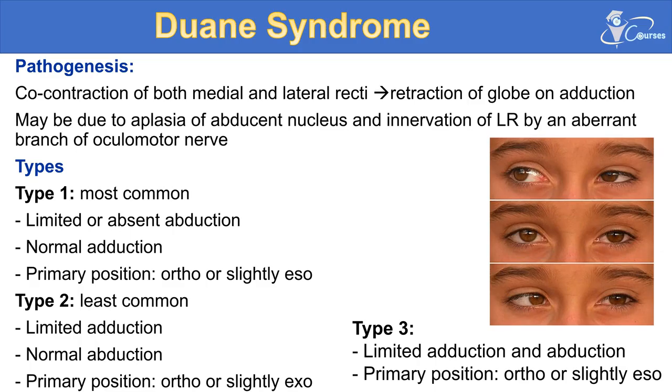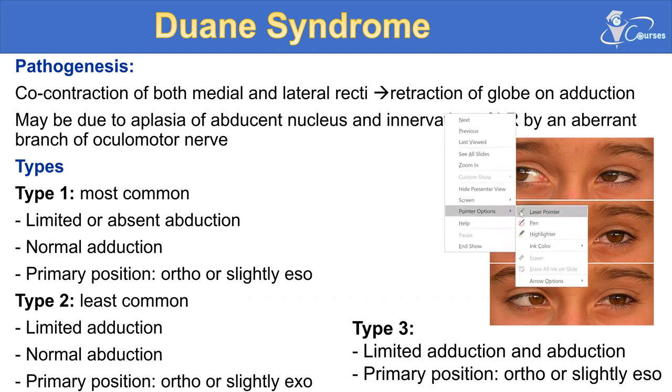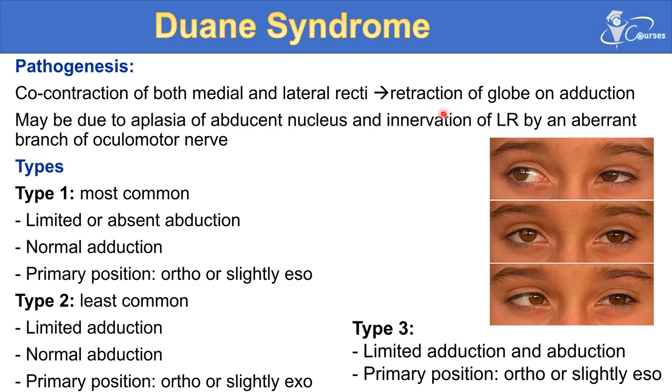So Duane syndrome, what is the Duane syndrome? Sometimes referred to as Duane retraction syndrome. It is a congenital anomaly in which there is co-contraction of both medial and lateral rectus. And this will result in retraction of the globe on adduction. So there will be retraction of the globe on adduction.